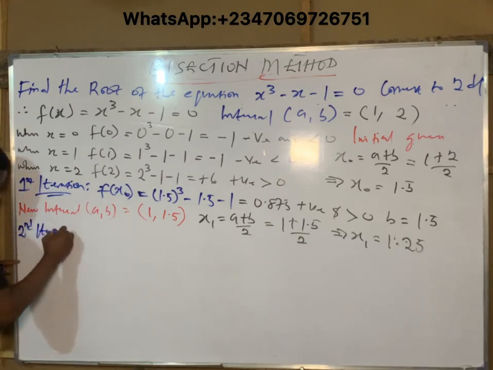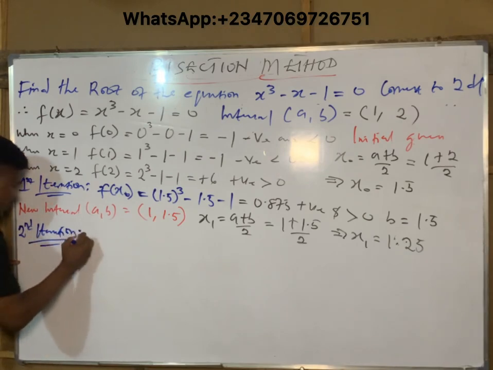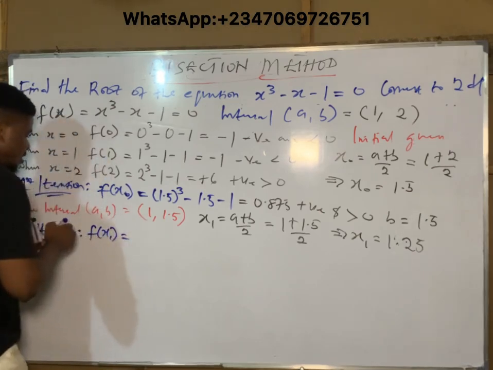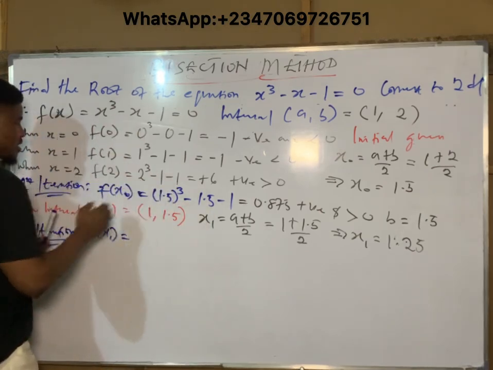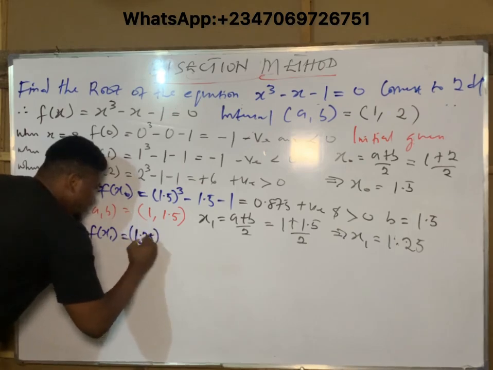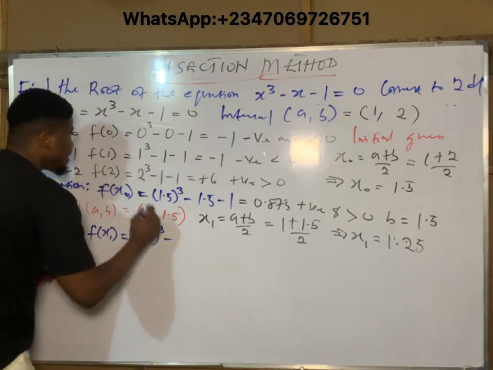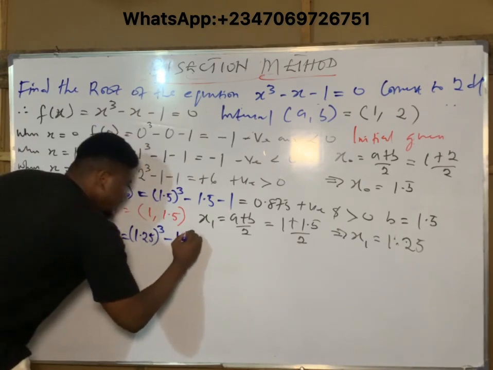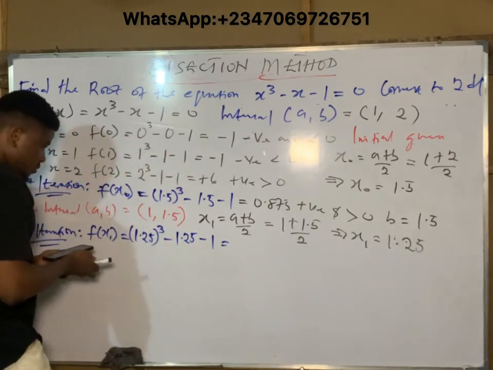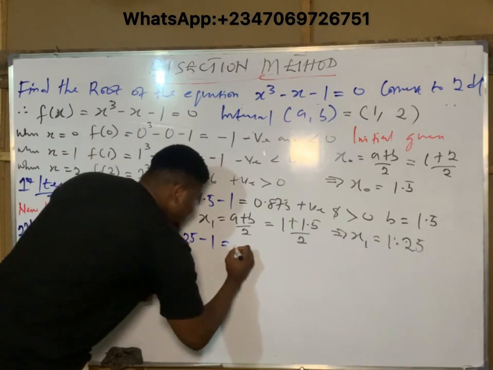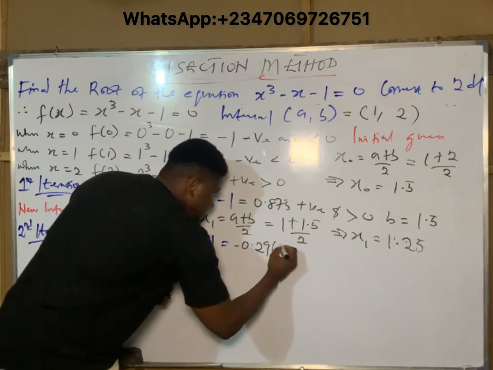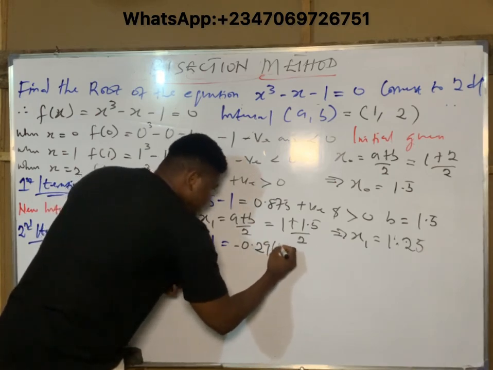Now we are using the value of 1.25 to perform the second iteration. So we call that f of x1, and that's equal to, so in place of x in the function, plug in the value of x1. So we have 1.25 to the power of 3 minus x, which is 1.25 minus 1. So let's see what this value gives to us. So that value gives us negative 0.2969. So we are going to be approximating to 4 decimal places.